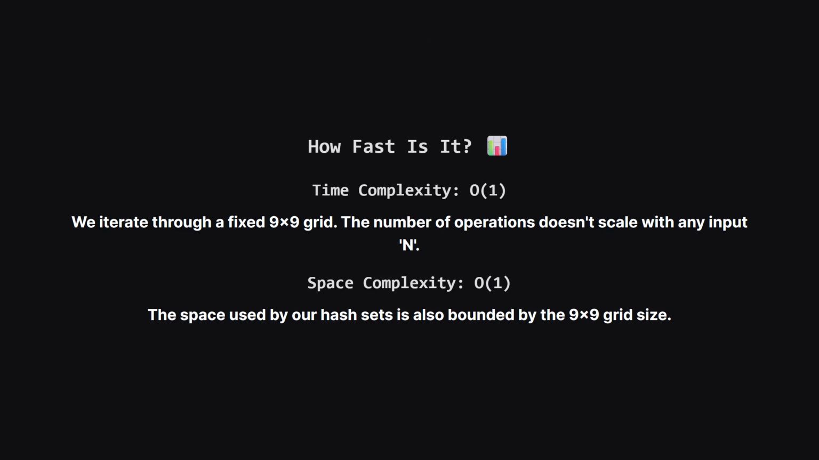Now let's talk about performance. You might be tempted to say the complexity is O of n squared, but since a Sudoku board is always a fixed 9x9 size, the number of operations we perform is constant. It doesn't grow, so we can say the time complexity is big O of 1. The same logic applies to the space we use. The maximum number of elements in our sets is fixed, so the space complexity is also constant, or big O of 1.